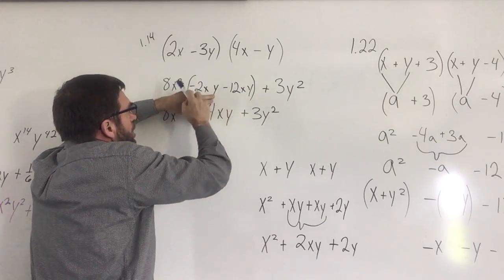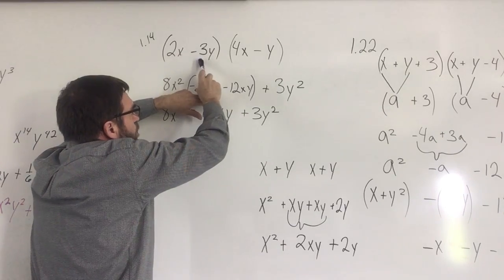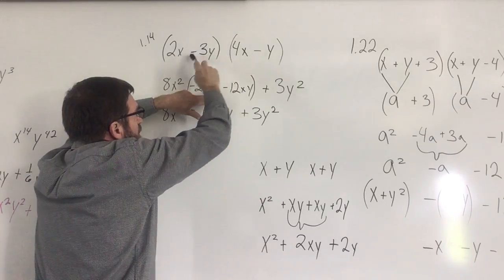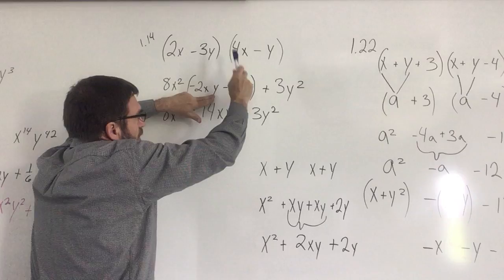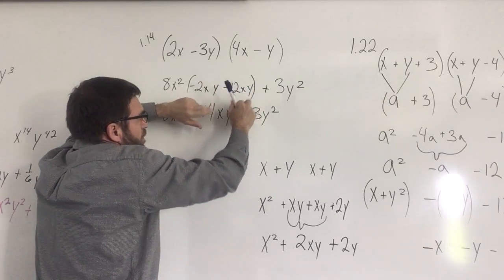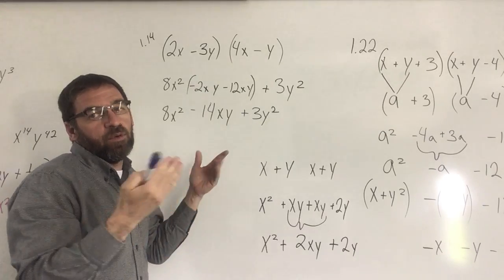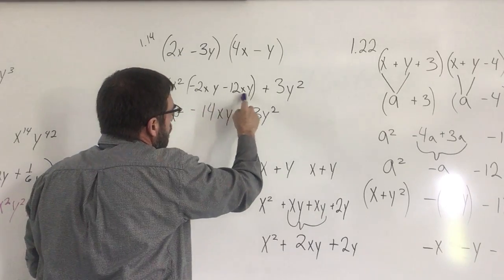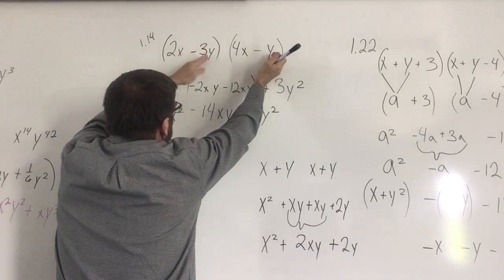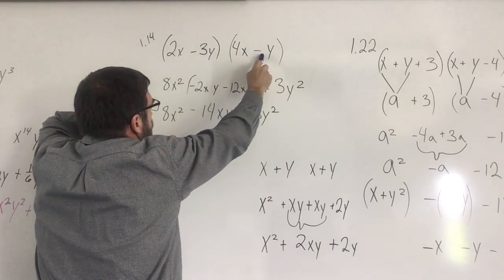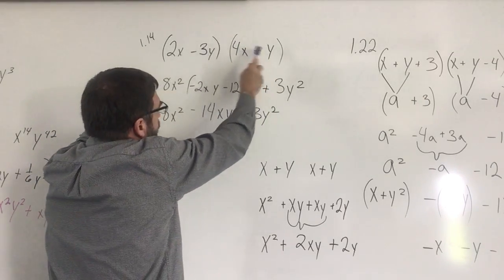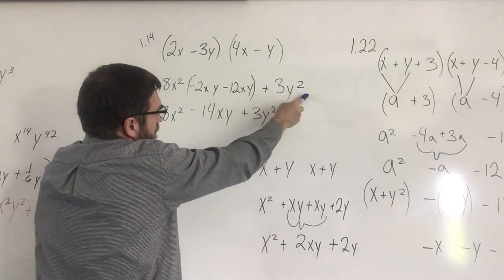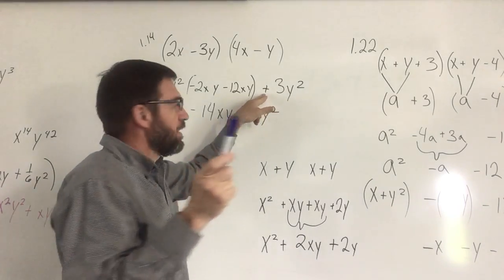Now I'm going to do the inner terms. Negative 3, and 3 times 4 is 12, it's a negative, and yx, or xy. So I got negative 12xy. Sometimes you have to change the exponents around, but they're the same. It doesn't matter which order you put them. So I have negative 2xy, negative 12xy. And now I do the last terms. Negative 3 times negative 1 is a positive 3, and y times y is y squared, positive 3y squared. Watch those signs. You got to get those signs right.